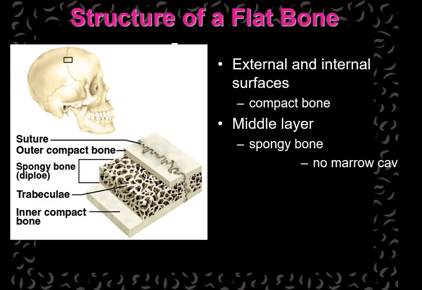Flat bones have no marrow cavity, meaning no hollowed out space for just bone marrow, but there is bone marrow kind of interspersed through these little spots in here. Okay. So that's a flat bone. It's kind of boring, not much to it. We're going to spend more of our time learning about long bones and then how long bones grow.